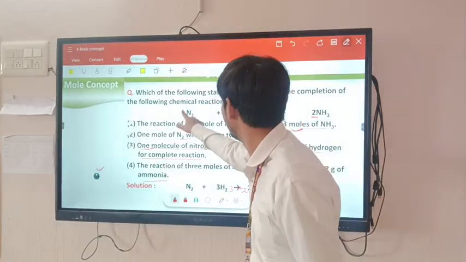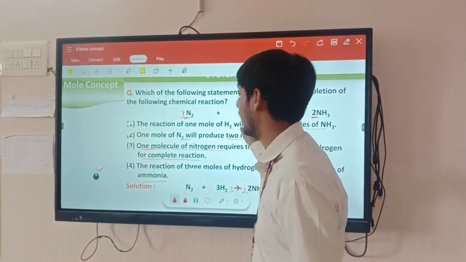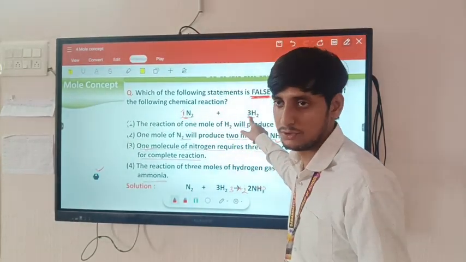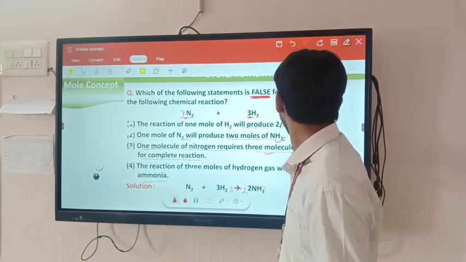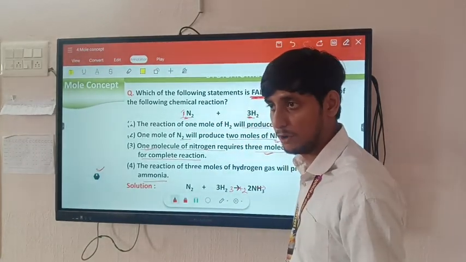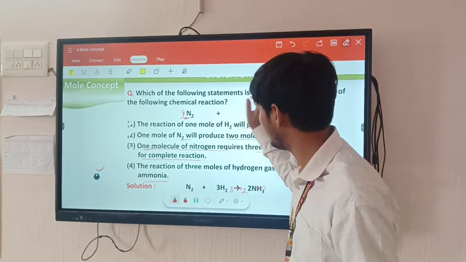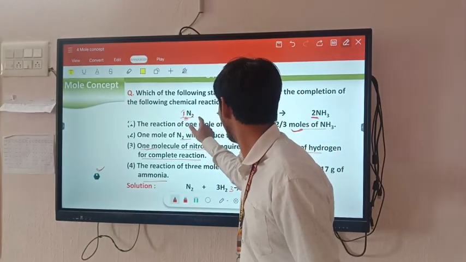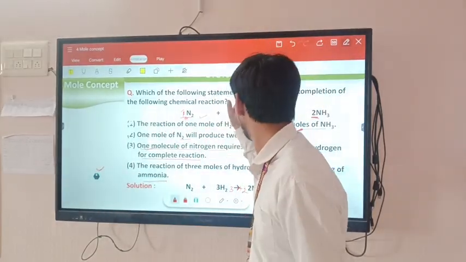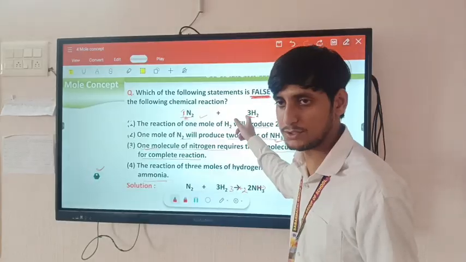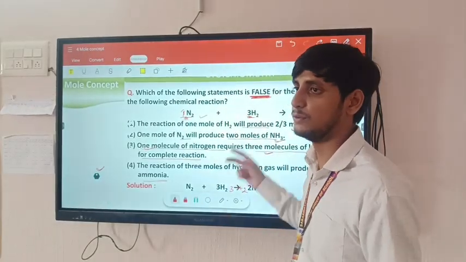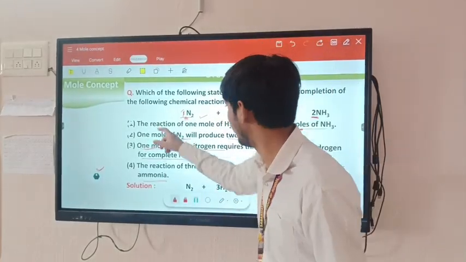1 mole N2 requires 3 mole H2 to produce 2 mole NH3, right? This concept is clear. 1 mole N2 combines with 3 mole of H2 to produce 2 mole of NH3, right? This is the first step.